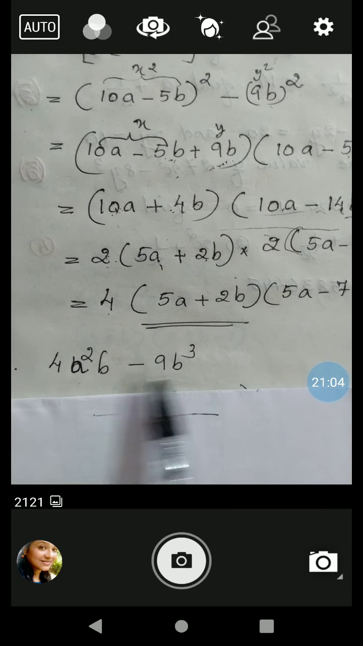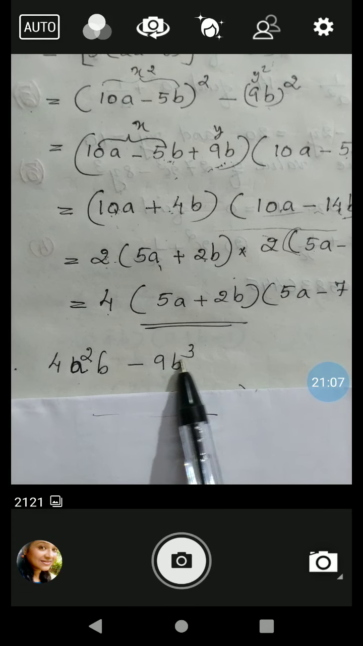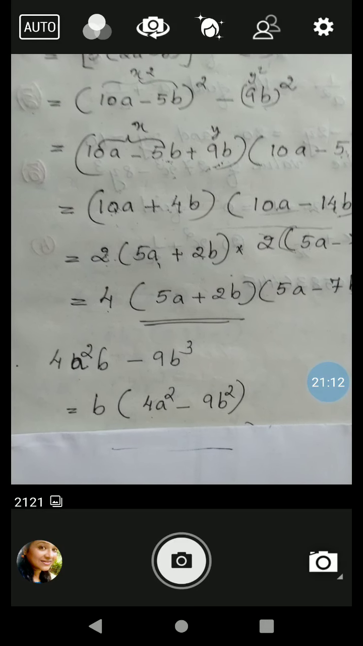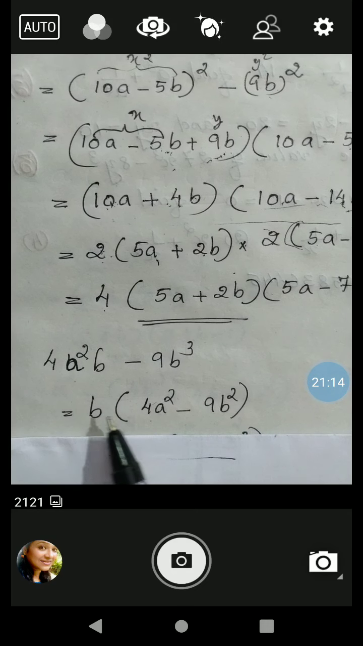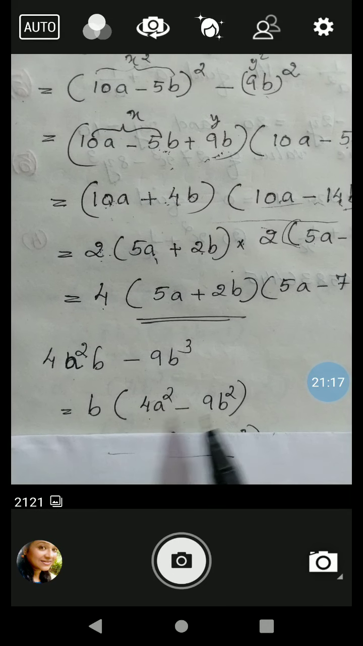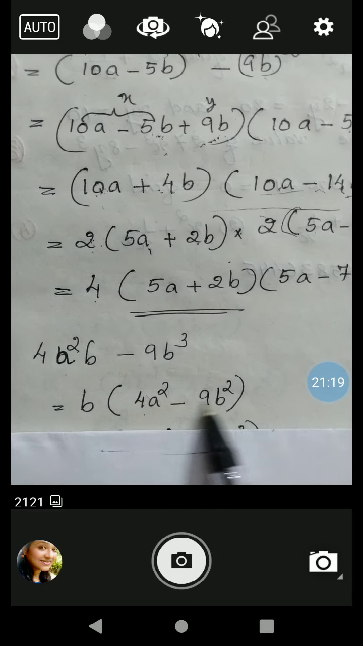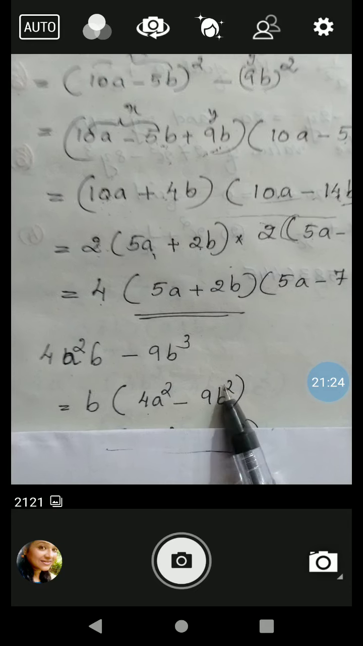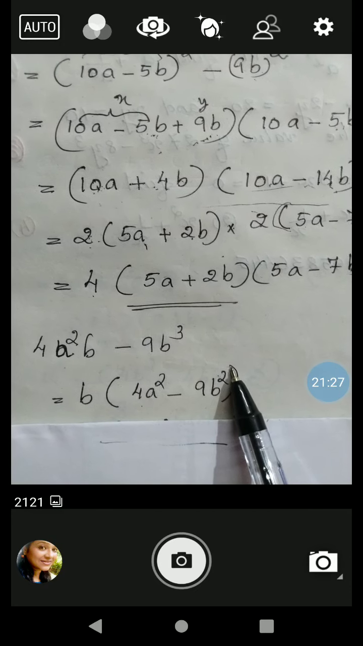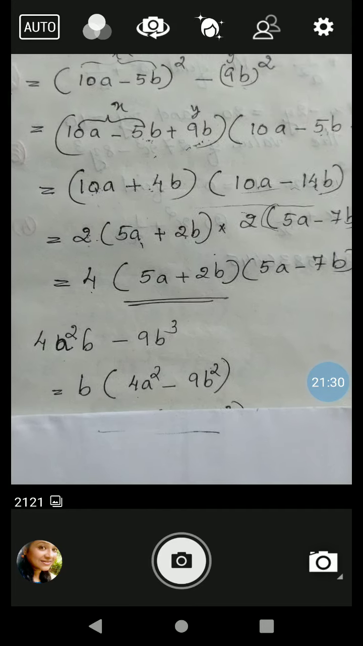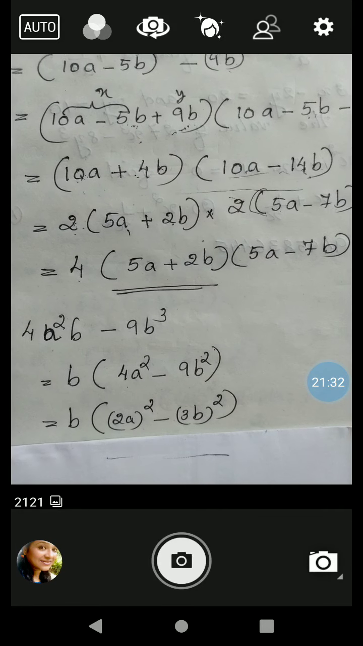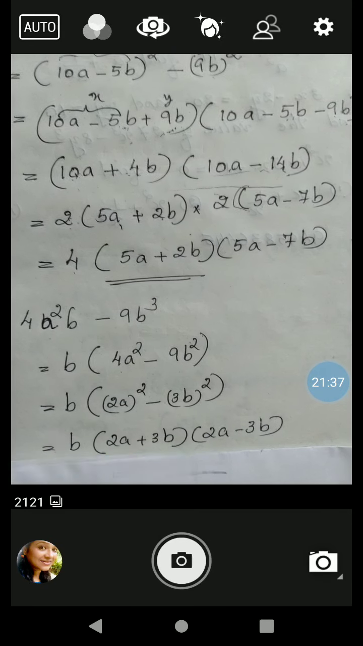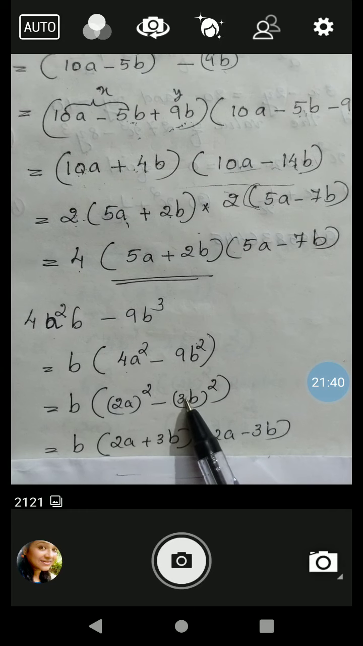Here one b. Here also b cube. We can take one b. The remaining is b square. So you can take b outside. Then the remaining is 4a square minus 9b square. Now this part is in that form. X square minus y square form. Difference of two squares. So this can be written as (2a) the whole square minus (3b) the whole square. Okay. So b into x square minus y square form.